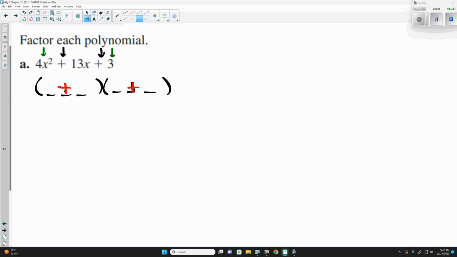Yes? 4x squared. Well, as we've seen so far, x squared, what is its only factors? X and x. Not quite. Now, 4x squared, if we look at it as a whole, we can say that we have 1x times 4x. The other factors of 4 are 2 and 2, which would be 2x and 2x, yes?